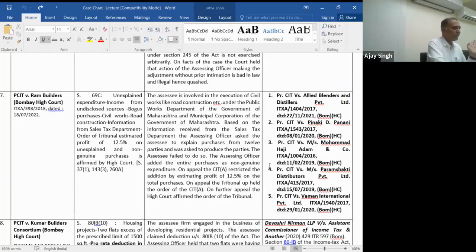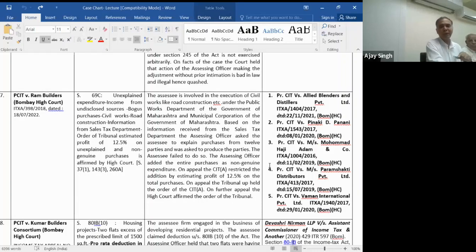So, sir, you were asking what the question of law is? Yes. The question of law framed in this case was whether, in the facts and circumstances of the case, the tribunal is justified in upholding the order of CIT appeals deleting the addition to the tune of 4 crores added by the assessing officer on account of non-genuine purchases, by sustaining an addition of only 59 lakhs by adopting an estimated rate of 12.5% on the unexplained and non-genuine purchases. So this was the case.